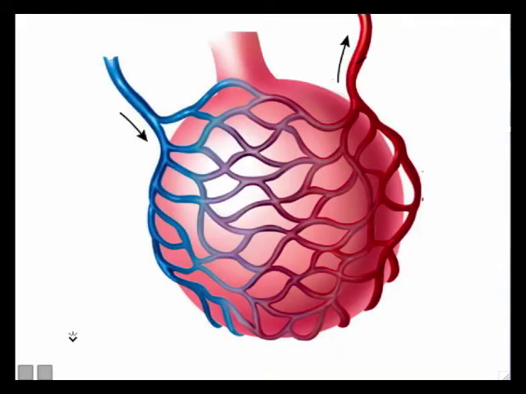And here's yet another figure I stole from your textbook showing the exact same thing. You can see all these capillaries on the surface of this alveolus. And the color changes as the air picks up the oxygen. Or I should say as the blood picks up the oxygen.